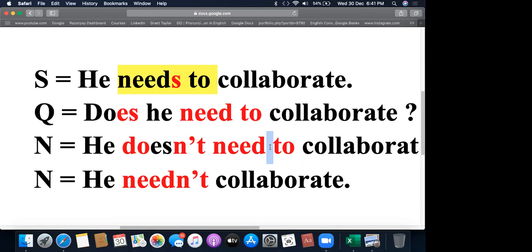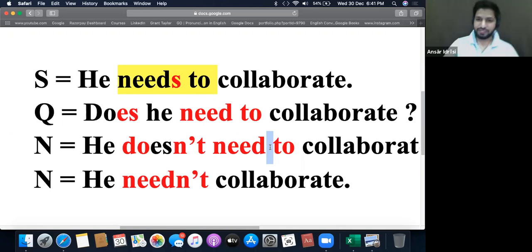He needs to buy home. Practice. Does he need to buy home? He doesn't need to buy home. Correct. He needs to buy a home. Does he need to buy a home? He doesn't need to buy a home.